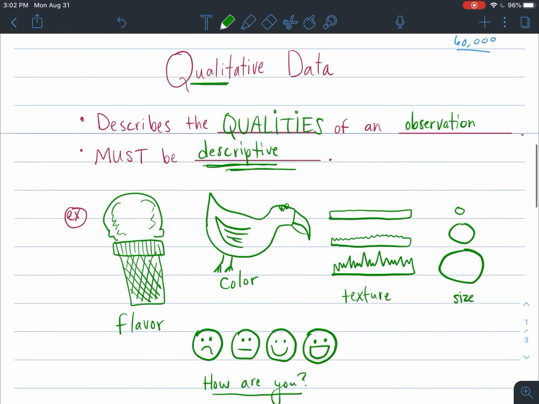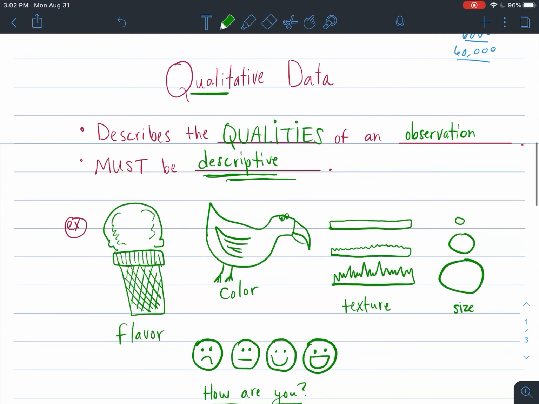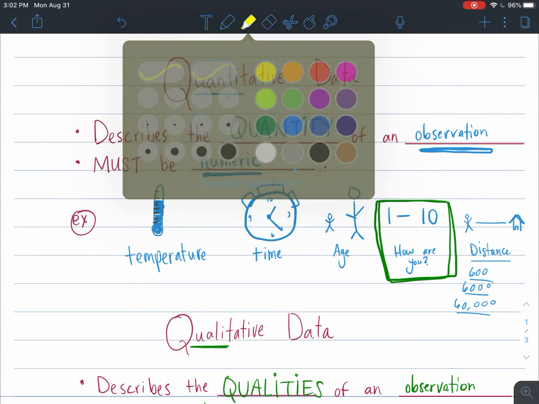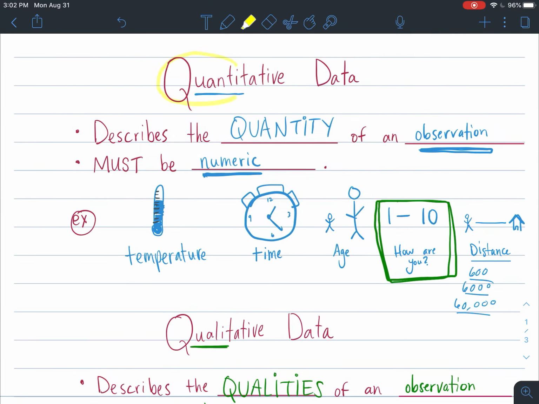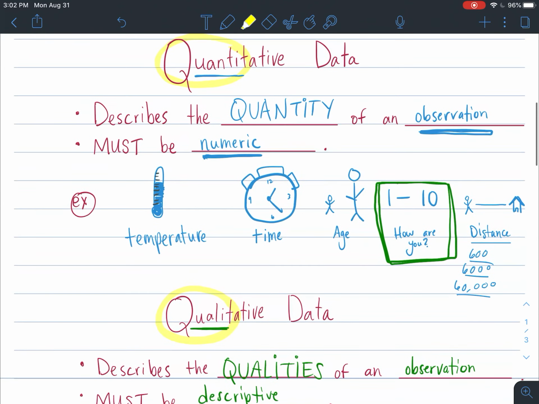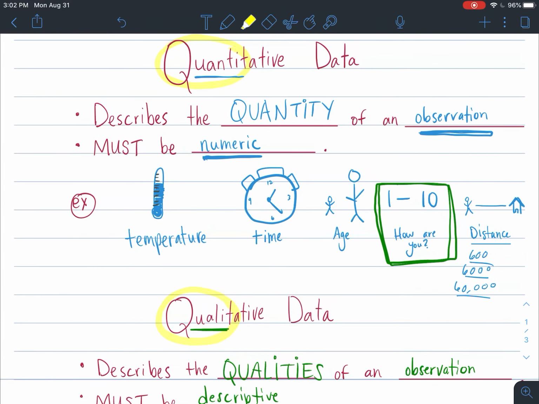So this is the difference between qualitative data and quantitative data. The biggest thing that you need to focus on is basically what is the root of the word. Here it's quantitative, quantity, and down here it's qualitative or qualities. So keep that in mind as you remember the difference between quantitative data and qualitative data.